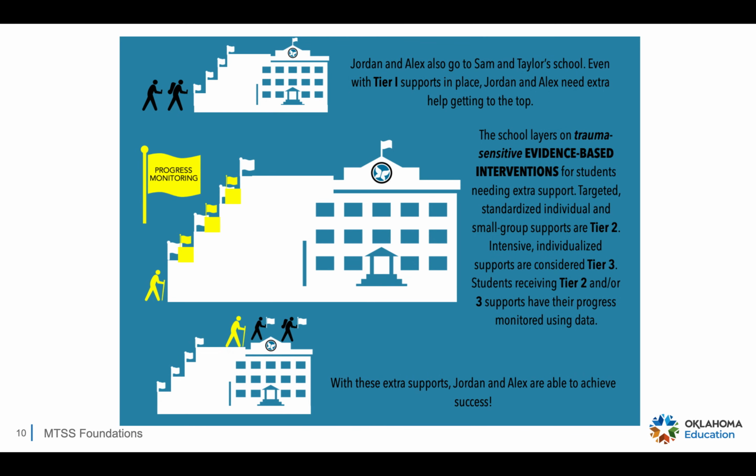Jordan and Alex also go to Sam and Taylor's school. Even with Tier 1 supports in place, Jordan and Alex need extra help getting to the top. So if you take a look at Jordan and Alex right here, you'll notice Alex has on a backpack. So even though he needs extra supports in place, he's also carrying that backpack with that extra trauma history in place.